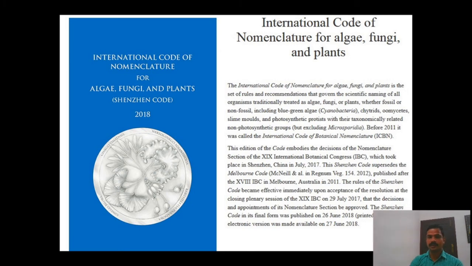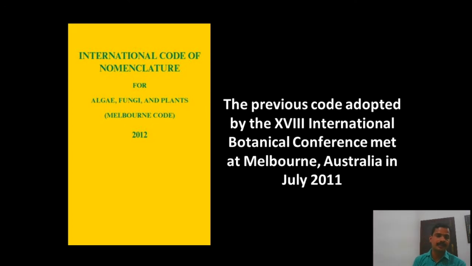So this is an introduction of the present code, and this is the previous code, that is the 2012 code or Melbourne Code, and this is very historic. This code is revolutionary in the history of botanical nomenclature, because many rules were changed in this code. So this is very important. The previous code was adopted by the 18th International Botanical Congress that met at Melbourne, Australia in July 2011.